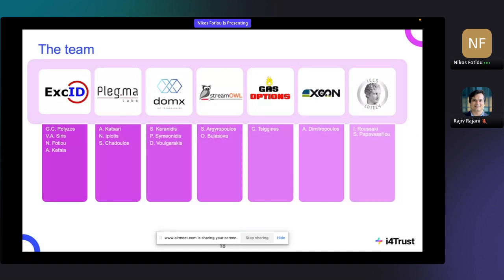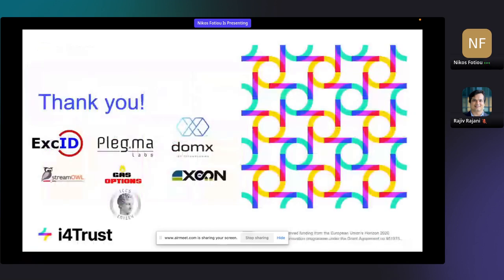Our team also includes the Digital Innovation Hub of the National Technical University of Athens. We are a big consortium, but we have already worked together in the past, so there is good chemistry among us, and we are really looking forward to implementing this project. So, thank you.